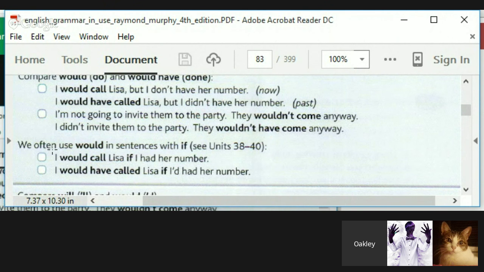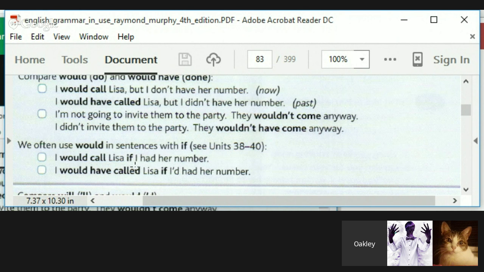Okay. Notice the construction. I would call Lisa if I had her number. Notice the if clause uses past tense. This is known as the second conditional or the unreal conditional. This is called a conditional sentence, and this is how it's formed. You have an if clause or a condition with past tense, which shows it's unreal, subjunctive, and then the result clause, you use would. Okay, this is the straightforward second conditional.